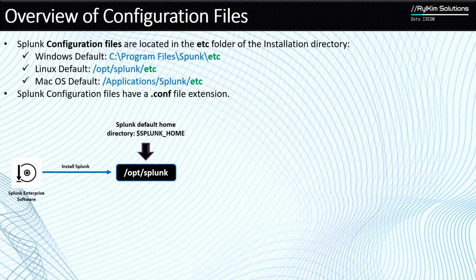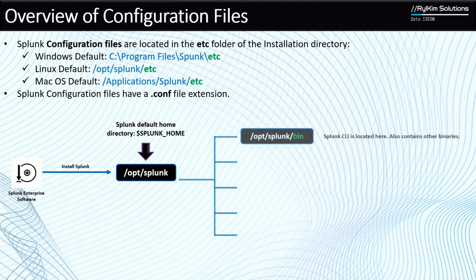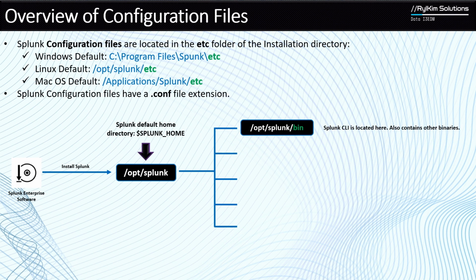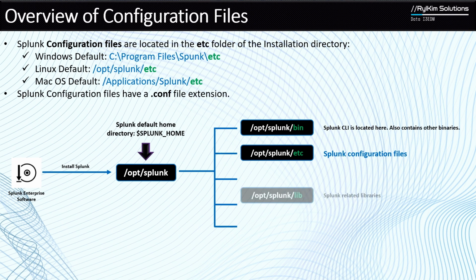Now, if you want to break this down in the hierarchy of how the files are laid out in this installation directory, if you go into the bin folder, that is where you're going to locate your Splunk CLI. That is where the Splunk CLI lives, as we've already seen in the previous slide. The next one is the one that we are discussing. If you want to see where your configuration files live within your Splunk installation directory, it is in the etc folder of your installation directory.